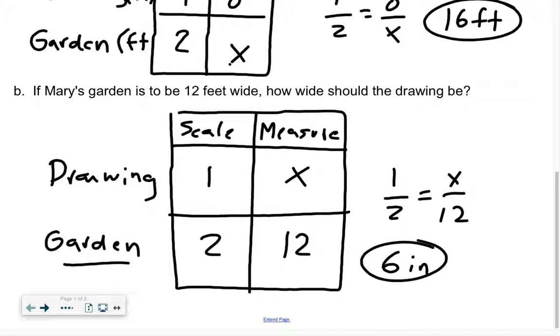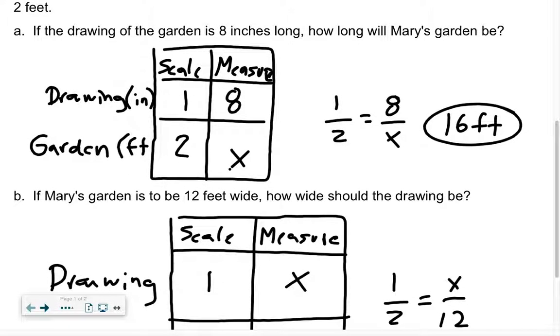Only thing I would advise you to do is be careful with your units when you're looking at those. Make sure they make sense. If you're getting the amount for the drawing, it should be in inches. If you go back to part B, this is where we were looking for the actual dimensions for the garden itself, so it was in feet.